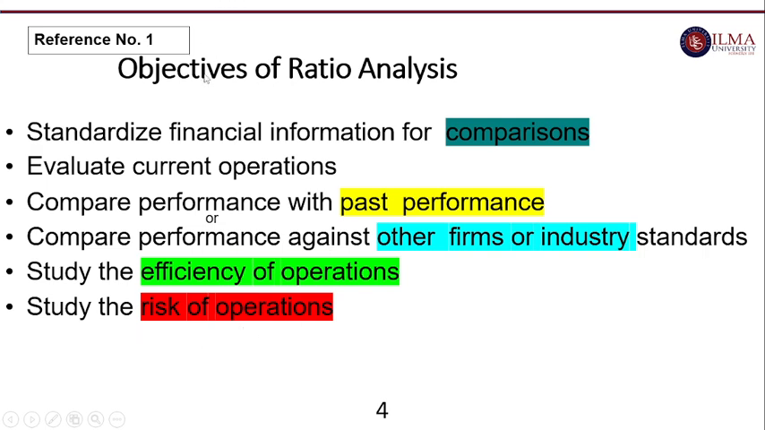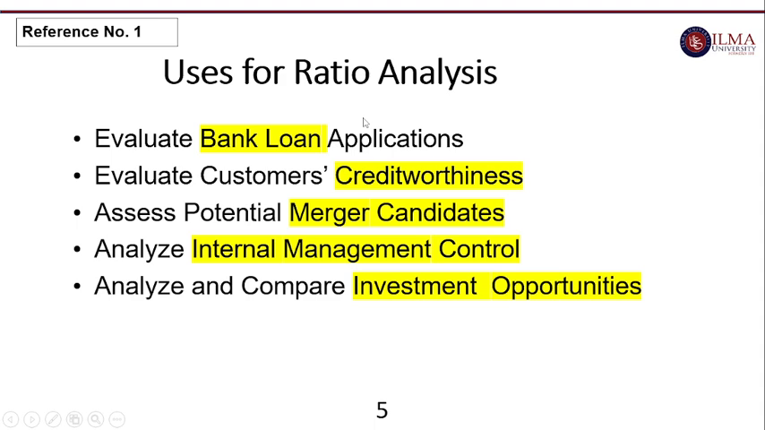These are the objectives. I have highlighted a few points: comparison, evaluating the current operations, past performance, comparing the performance against other firms or industries, efficiency of operations, and the risk of operation. This is all about the objectives of ratio analysis.